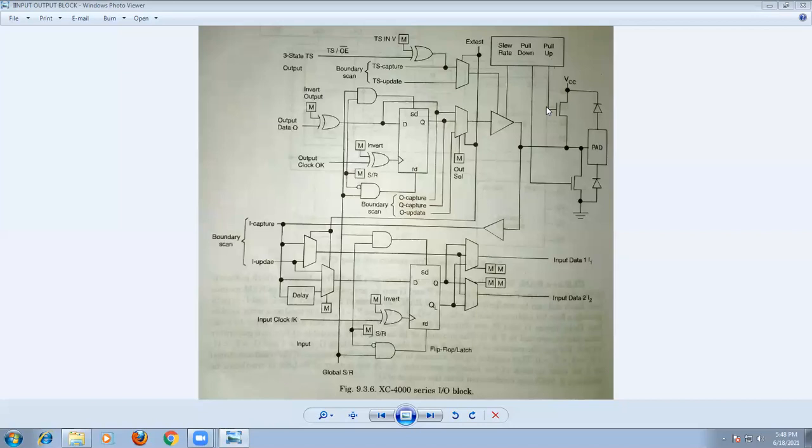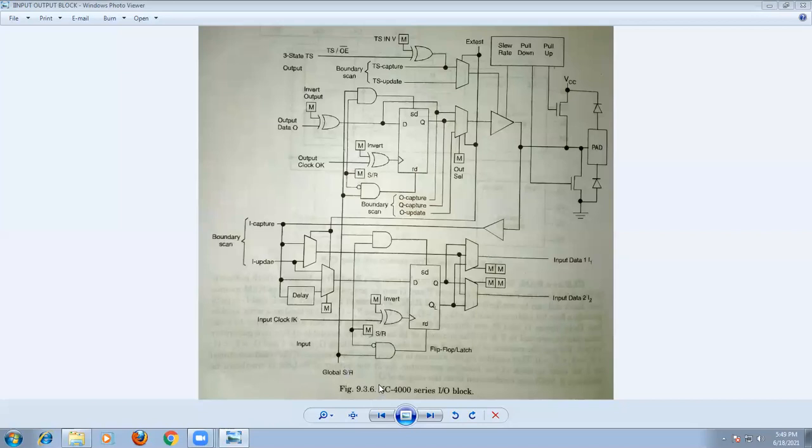Not only these connections, we also have some tri-state controls. Another condition is the global set and reset line, which can be programmed. By using this global S/R, we can program each flip-flop to be in either the set condition or the reset condition. This flip-flop and this flip-flop are set or reset depending upon this global SR pin.